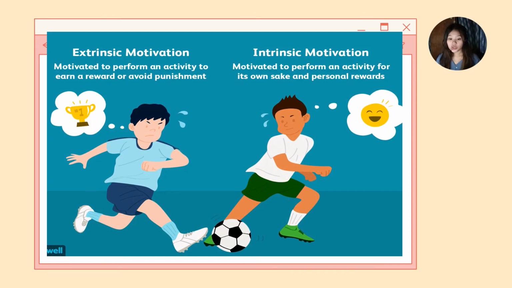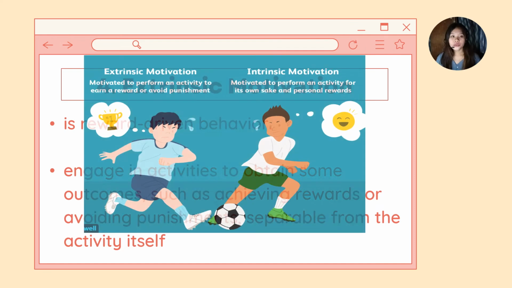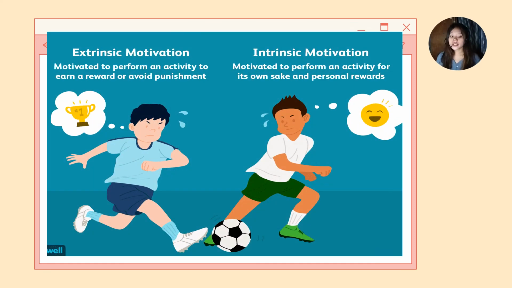So, in the picture, a boy in a white t-shirt is participating in soccer because he thinks it's fun. However, a boy in a blue t-shirt is doing it for the sake of winning an award or avoiding punishments. So this illustration shows the differences between intrinsic and extrinsic motivation. And this will be the end of my discussion.